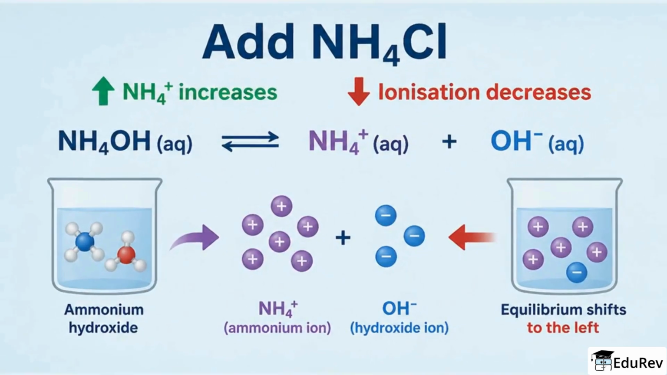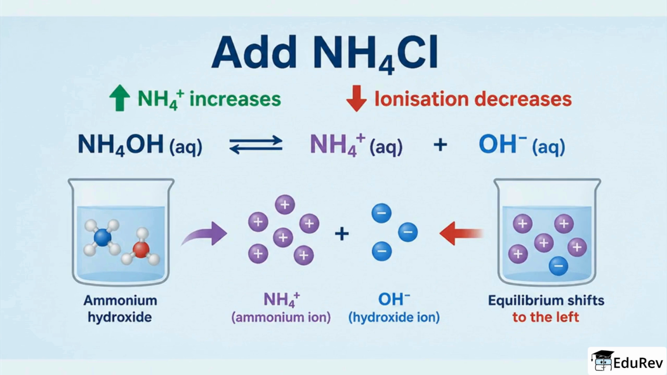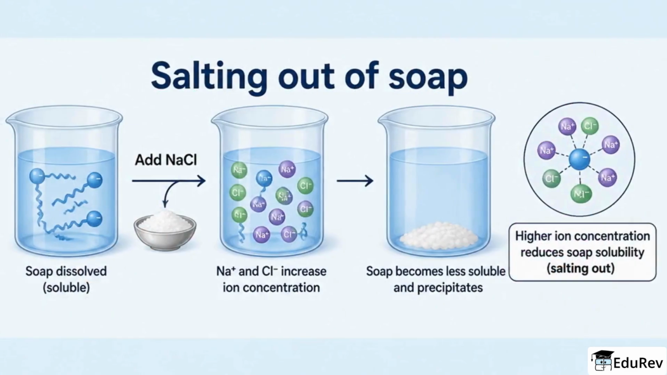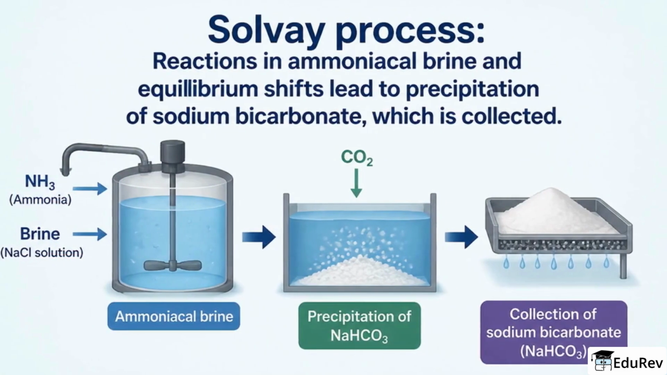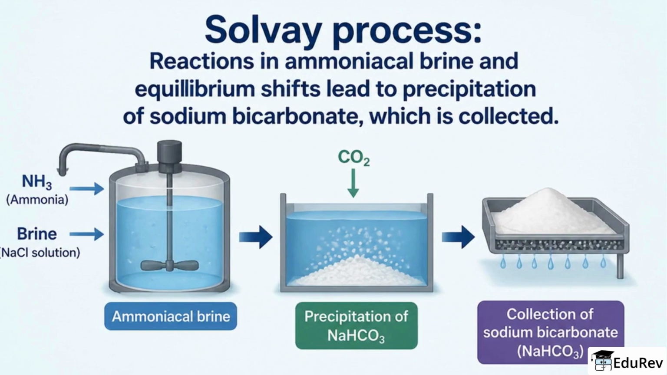For example, adding ammonium chloride increases ammonium ion concentration and reduces ionization of ammonium hydroxide, shifting the equilibrium to the left. Salting out of soap is another example, where added sodium chloride increases sodium ion concentration and reduces soap solubility, causing it to precipitate. The Solvay process uses related ideas, where reactions in ammoniacal brine and shifts in equilibrium lead to precipitation of sodium bicarbonate, which is then collected.